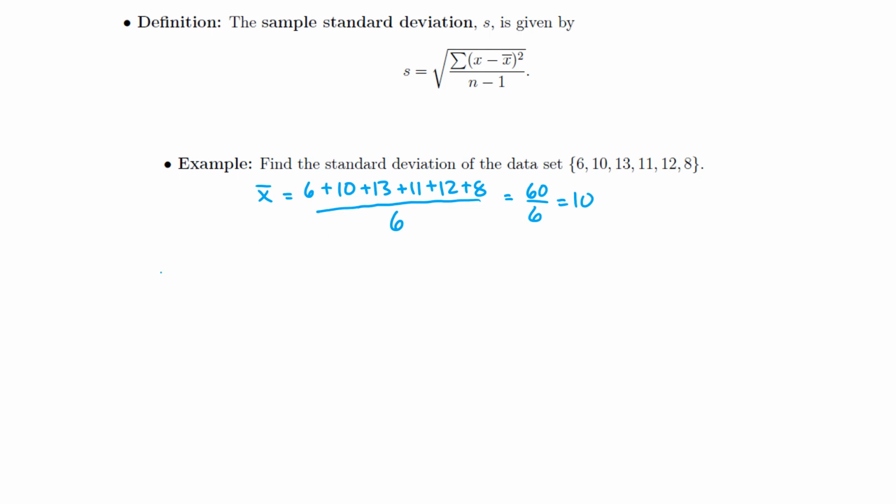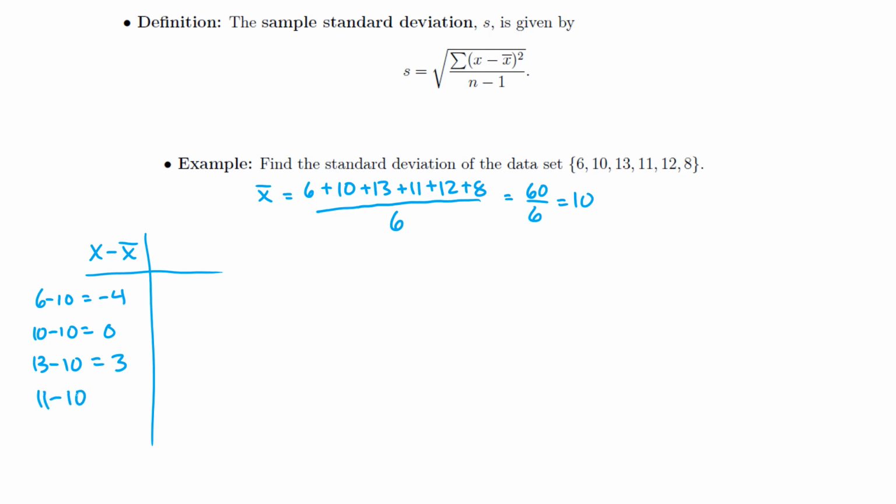And once I know that sample mean, then I can compute the deviation from the mean for every single one of those data values. So I'll do that over here. We've got 6 minus 10 is -4. 10 minus 10 is 0. 13 minus 10 is 3. 11 minus 10 is 1. 12 minus 10 is 2. And 8 minus 10 is -2.